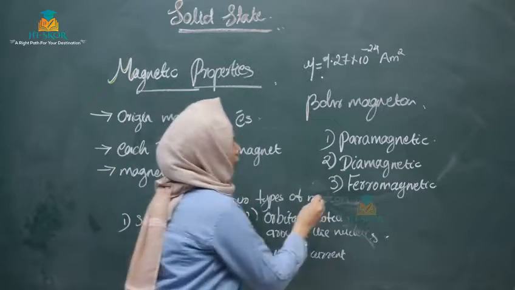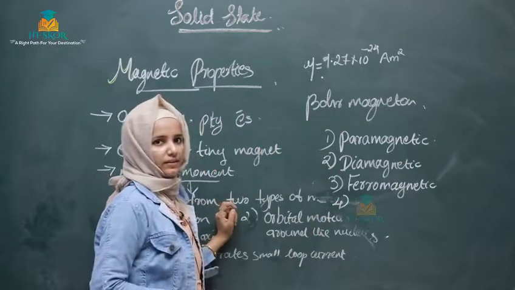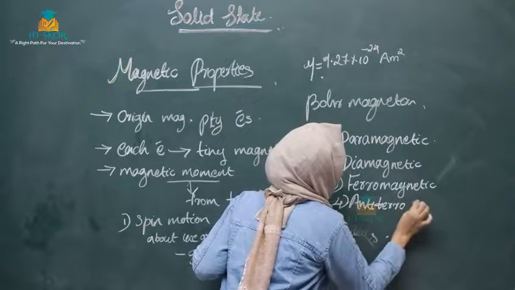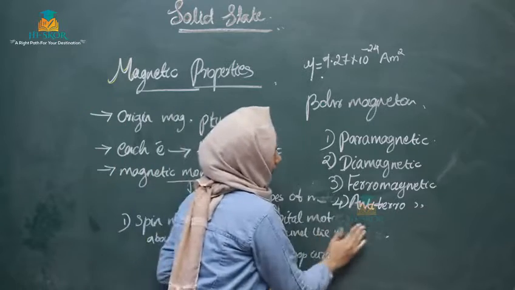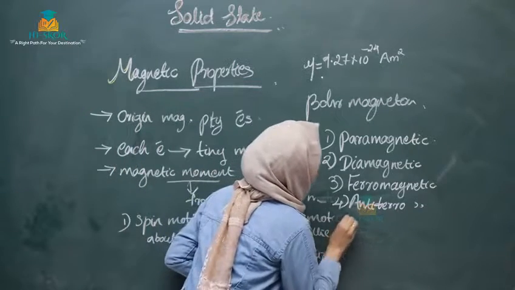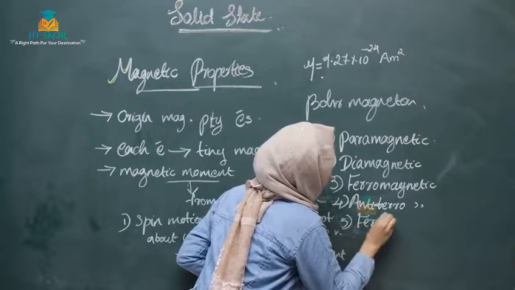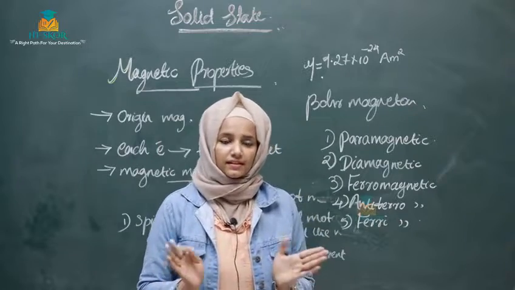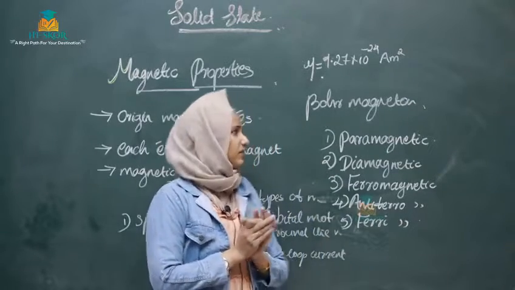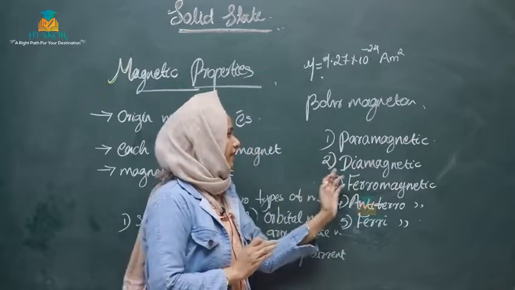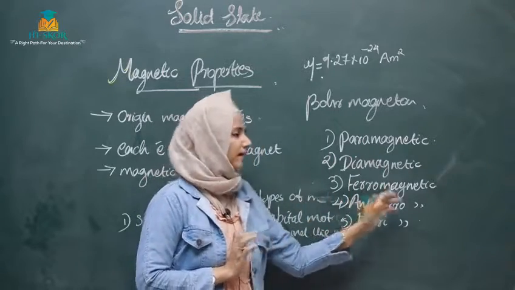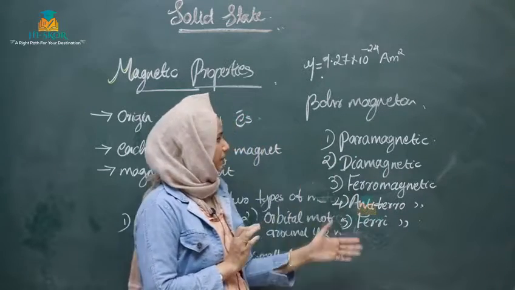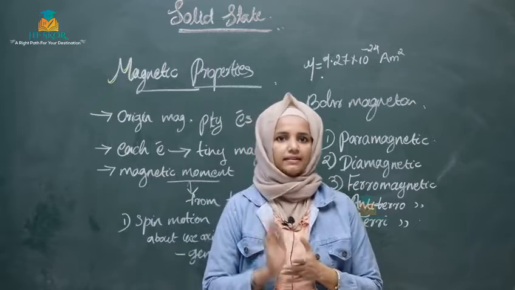And next is the fourth one, antiferromagnetic. And then the last one, ferrimagnetic. So based on this magnetic property, substances are classified into 5 categories, which are the paramagnetic substance, diamagnetic substance, then ferromagnetic, antiferromagnetic and ferrimagnetic. What is the speciality of these 5 categories we will discuss.